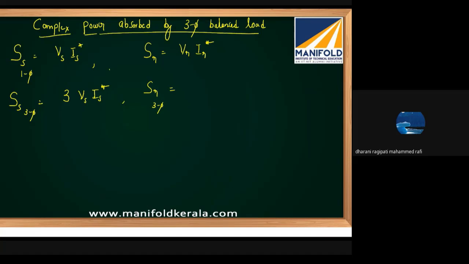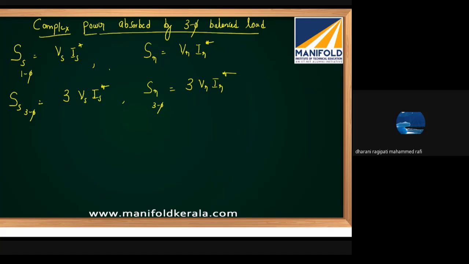All the terms which I have told you, you have to remember for complete power system. SS means complex power at sending end or complex power supplied by the source. Similarly, SR means complex power absorbed by the load or complex power received at receiving end. Okay, it will become 3 times VR IR conjugate. Understand?